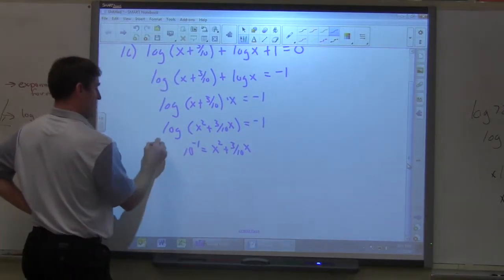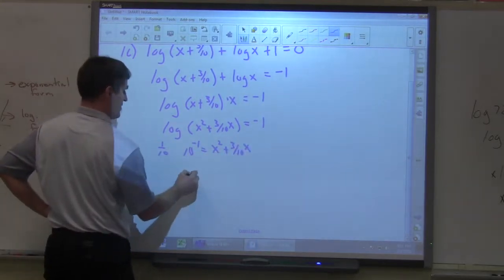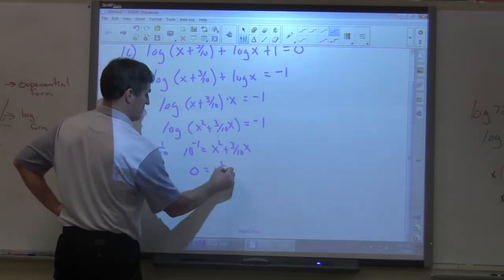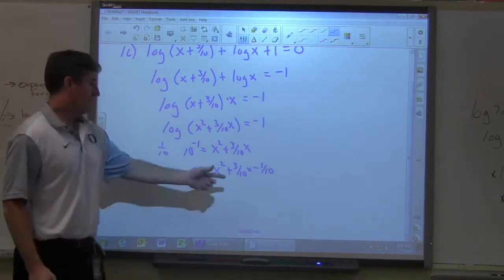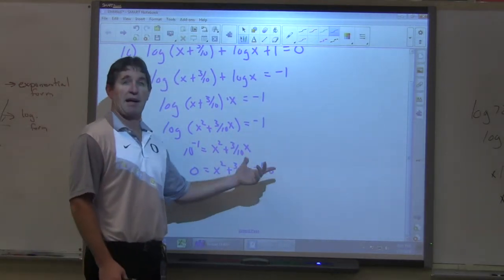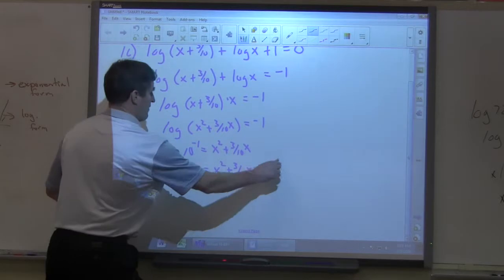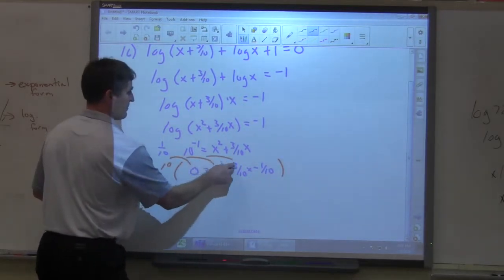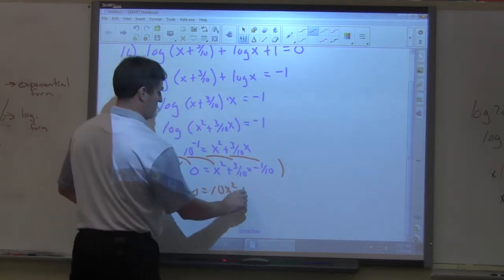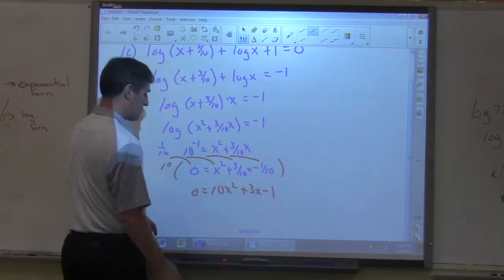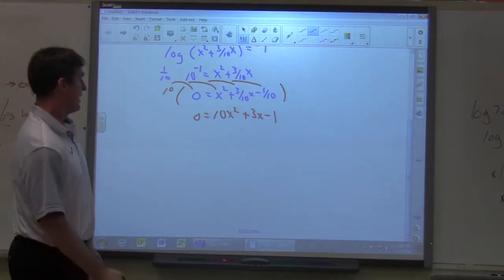Ten to the negative first is 1/10. So because it's a quadratic, I want to set it equal to 0. So I'm going to move that 1/10 to the other side by subtracting. Now, you could use the quadratic formula with the fractions, but my advice would be to get rid of the fractions, so just multiply everything by 10. So I'm going to multiply every single term by 10. So we get 0 equals 10x squared plus 3x minus 1. And then we can try and factor that.